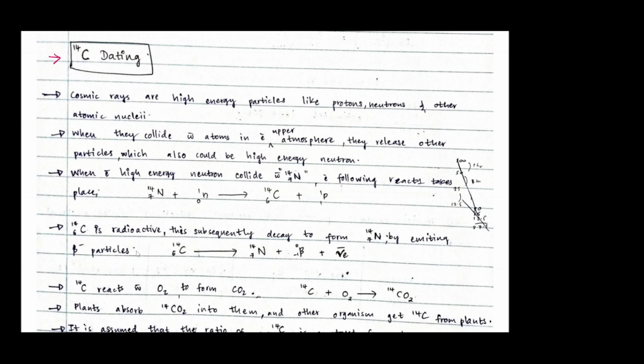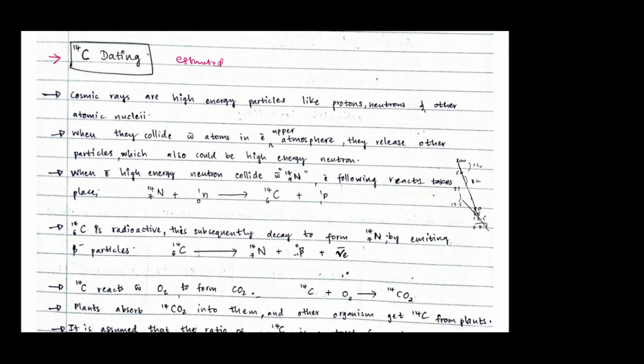Let's look at what carbon-14 dating is. Carbon-14 dating is a method used to estimate the age of ancient animals, mummies, or any living organism, so that we can estimate at what period they lived.